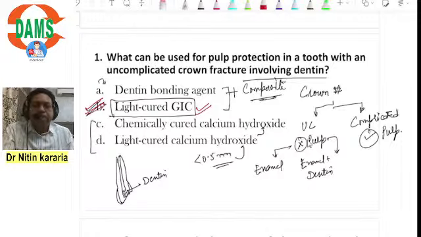You have to simply remember that uncomplicated crown fractures mean not involving the pulp, and if it is asking about remaining dentine thickness less than 0.5 millimeter, then you have to use calcium hydroxide, and out of that also light cured calcium hydroxide is a better material as compared to chemically cured calcium hydroxide.